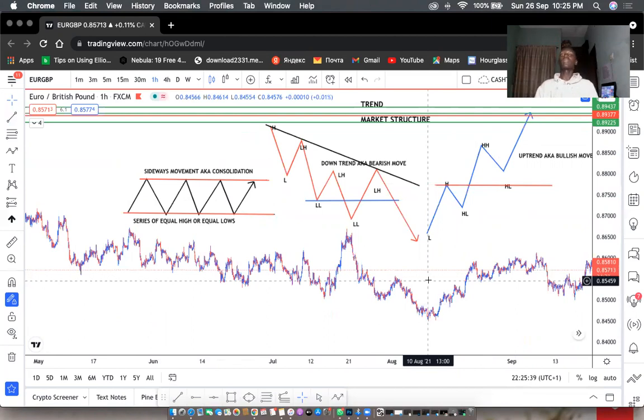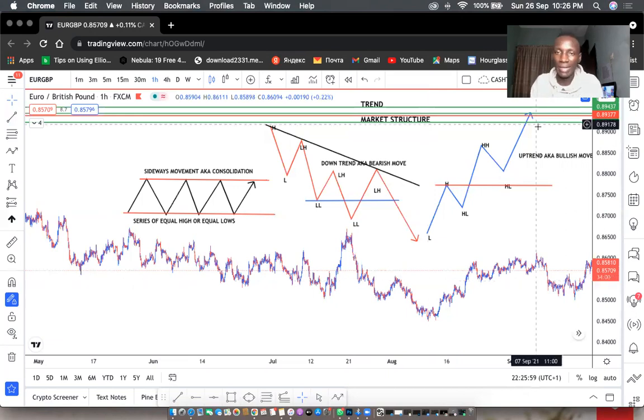It's going to come back to what? A previous market structure. So that is why you need to pay attention to details. Study the trend first. What is the trend? Then what is the market structure? What are the formations that the market is currently giving? Okay? Does that make sense?